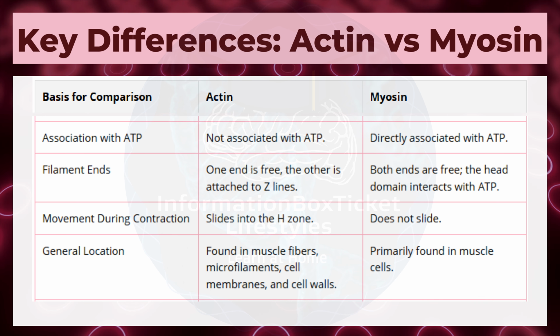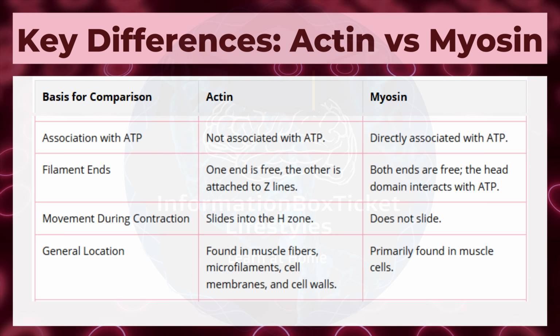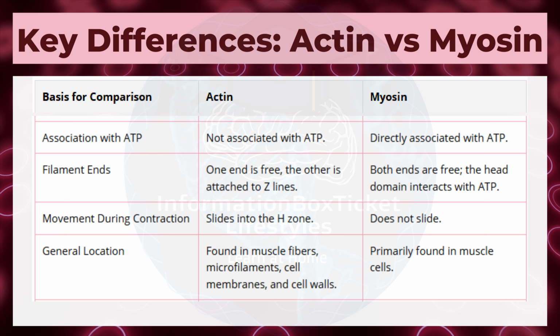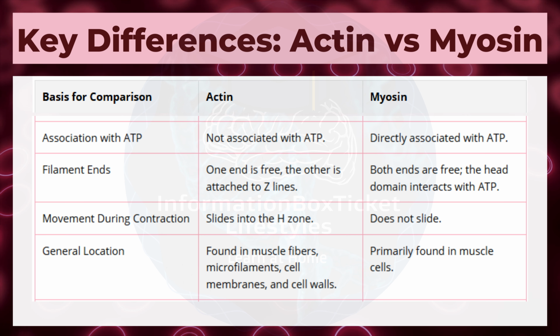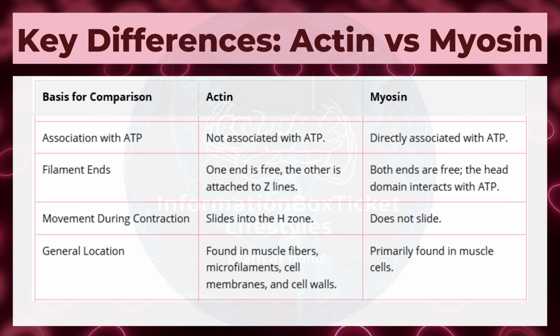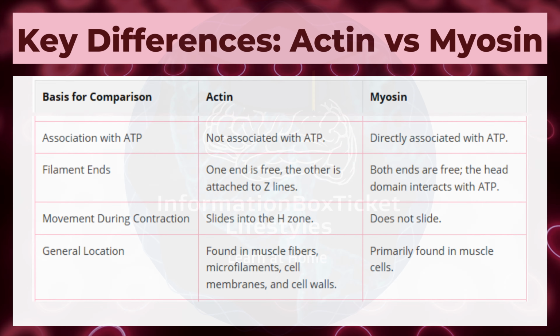General location. Actin is found in muscle fibers, microfilaments, cell membranes, and cell walls. Myosin is primarily found in muscle cells, playing a crucial role in contraction. In summary, actin and myosin work together to produce movement, with actin providing the structural framework and myosin generating the force needed for contraction. Their coordinated interaction is what enables muscles to function effectively.